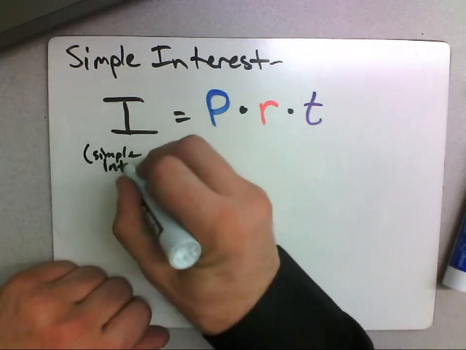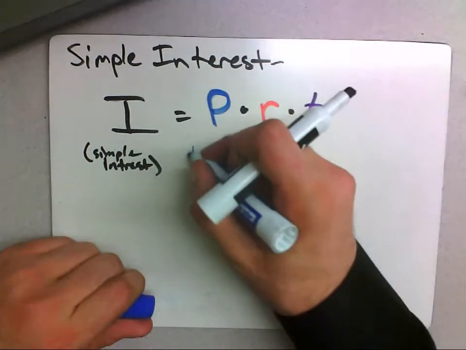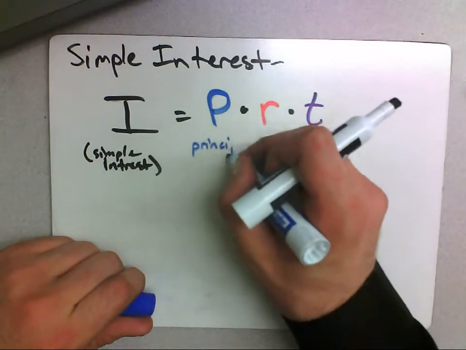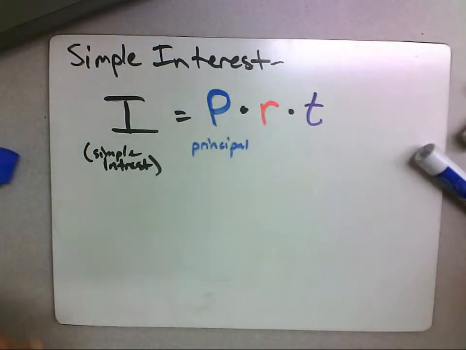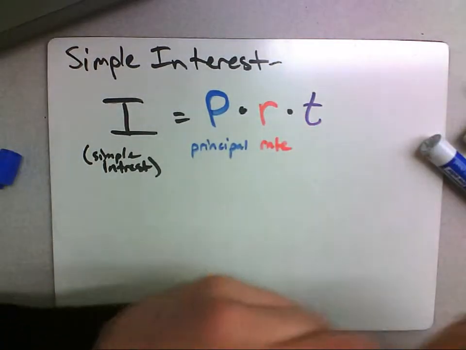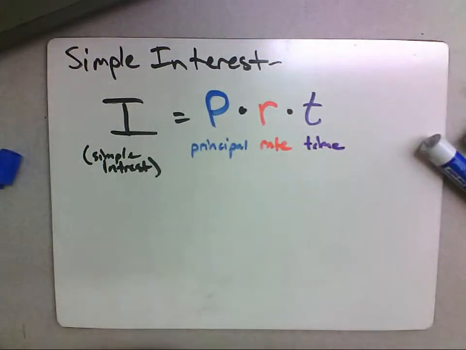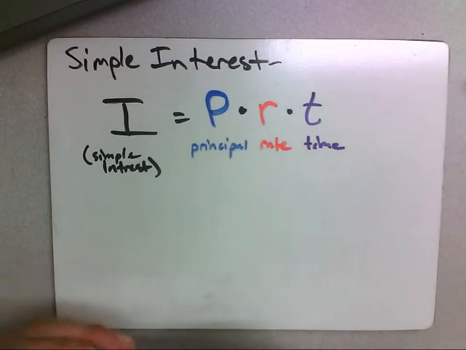So, if we think about it, this is our simple interest. P is our principal. R is the rate. And T is time in years. It looks like a lot. You're going to probably be a little bit more weirded out, especially when I show you the compound interest formula. But this is really just as simple as plugging in some numbers.